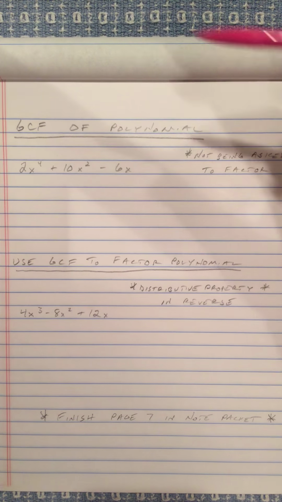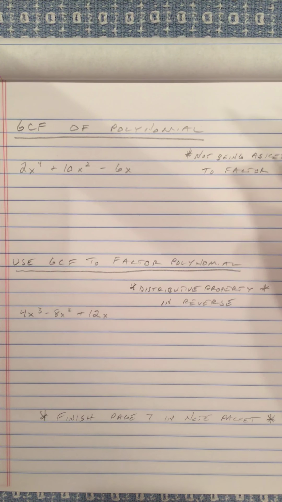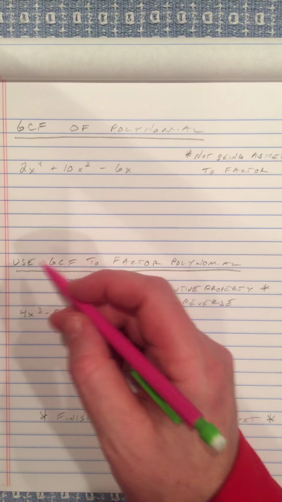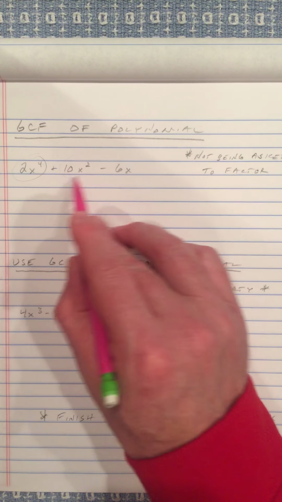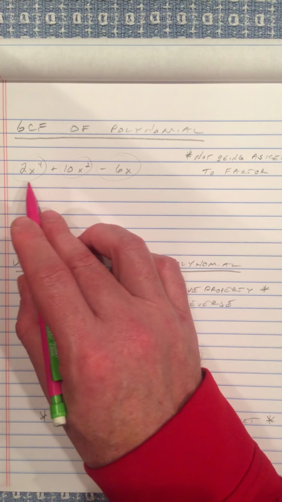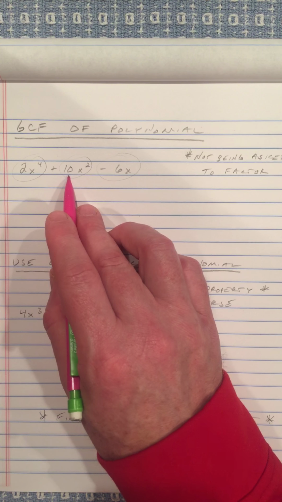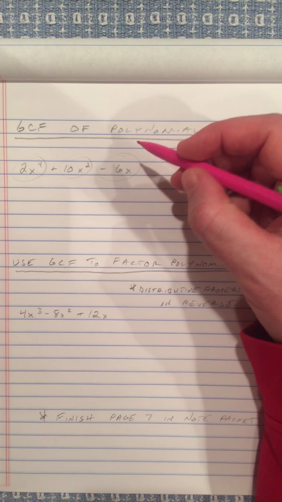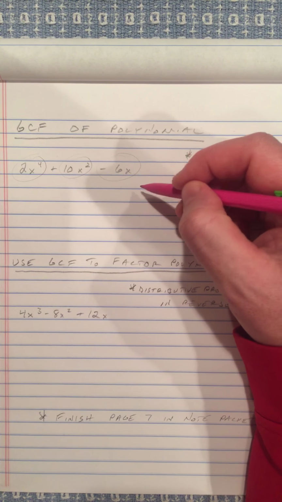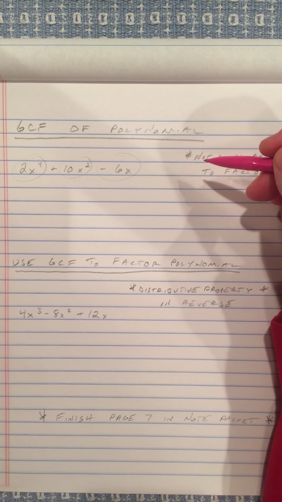So if I want to look at the greatest common factor of a polynomial, you're not being asked to factor something out yet, you're just looking at each individual term. When I look at this term, 2x to the fourth, and this term, 10x squared, and this term, negative 6x, what would be the greatest common factor for this polynomial?